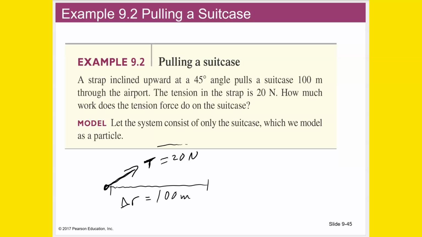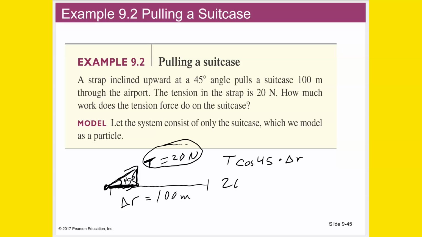So it's not that full tension that's doing work. Some of that tension is actually counteracting gravity. Only this component of that tension is doing that work. This is a 45-degree angle. So doing a little bit of trig, it's that tension force times the cosine of 45 times that delta R. That's going to give us the work done by the force on that suitcase.